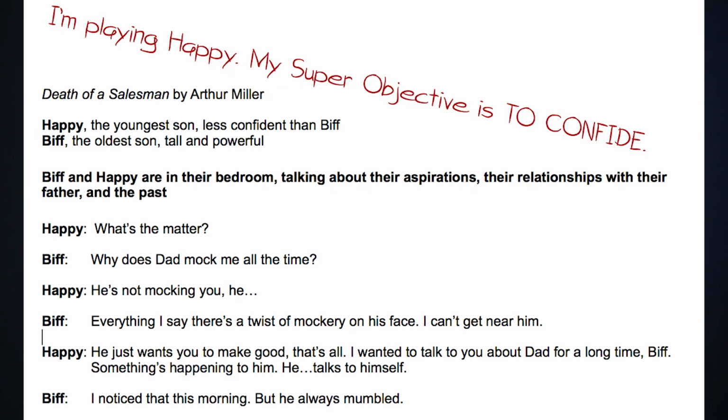So looking at this, I'm looking at Happy. And let's see, what do I know about him? Happy, the youngest son, less confident than Biff. So I would say my big super objective, just making a quick call right here, would be to confide, right? Because I'm telling my brother stuff and I'm trusting him. So my super objective is to confide. By the time this scene is over, I want to have confided this secret about our dad. So that's what I say our super objective is.